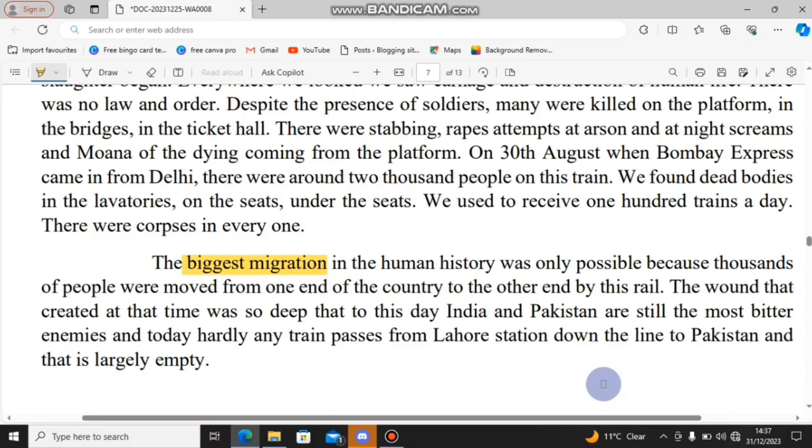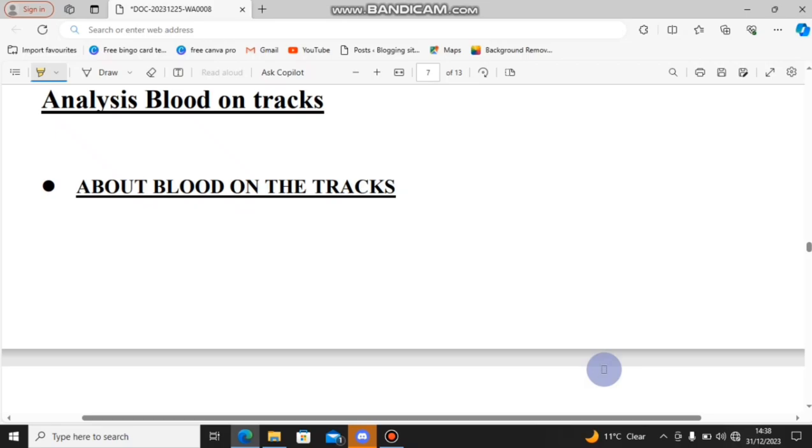The wound that was created at that time was so deep that to this day... So after writing this whole detail, you come here to the analysis, Blood on the Tracks. That is where it starts from.